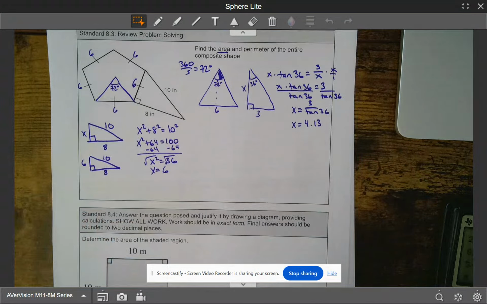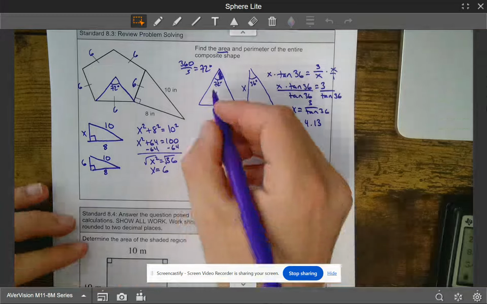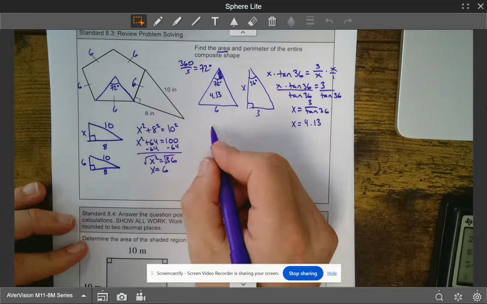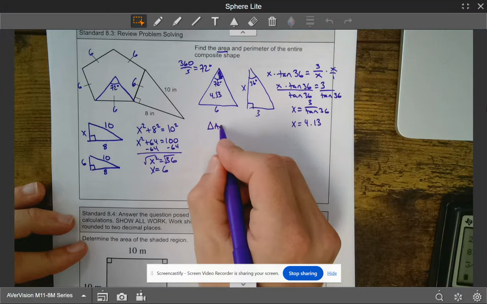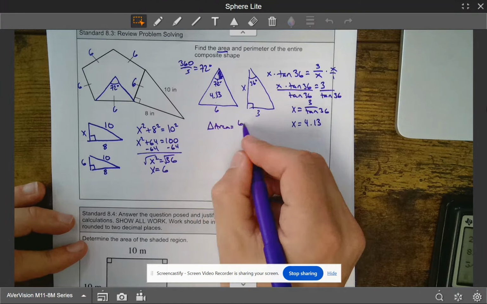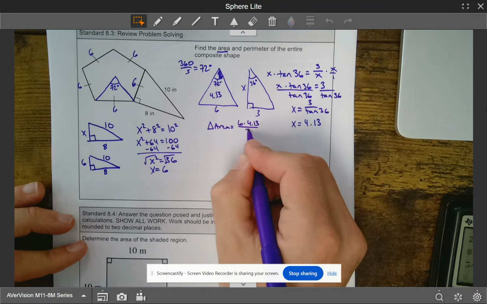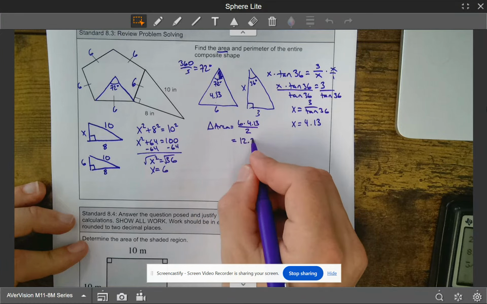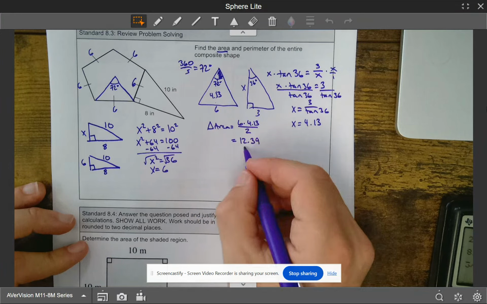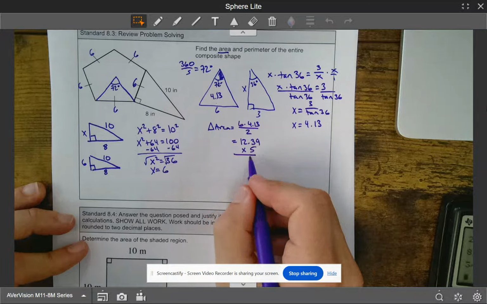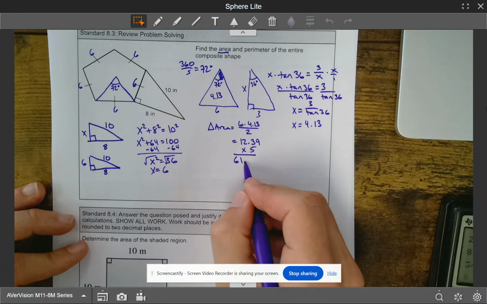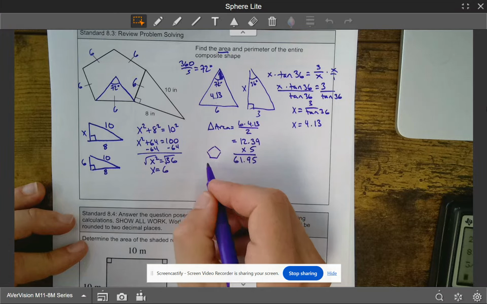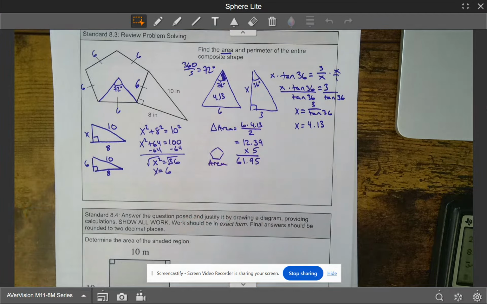Okay, so where does that take me now? This is 4.13, which means the area of this triangle, base is 6, height is 4.13, divided by 2, works out to be 12.39. There are 5 of those triangles inside the pentagon, so my total pentagon area is 61.95. Let's just mark that right here. So that's pentagon area. Okay.